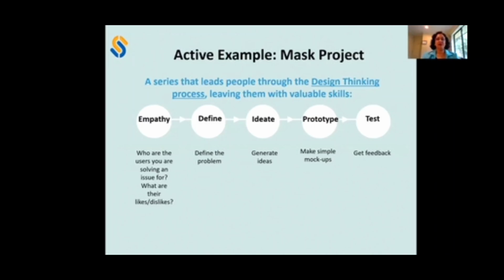But now, seeing that we're on the empathy stage, the questions you should ask are, who are the users you're solving an issue for? What are their likes and dislikes? So among the mask users, you can either pick a group that you're really interested in and you want to help out, or you look at competitors and you look at the gap in the market and you pick a mask or you pick a target group that you think you want to solve the problem for.